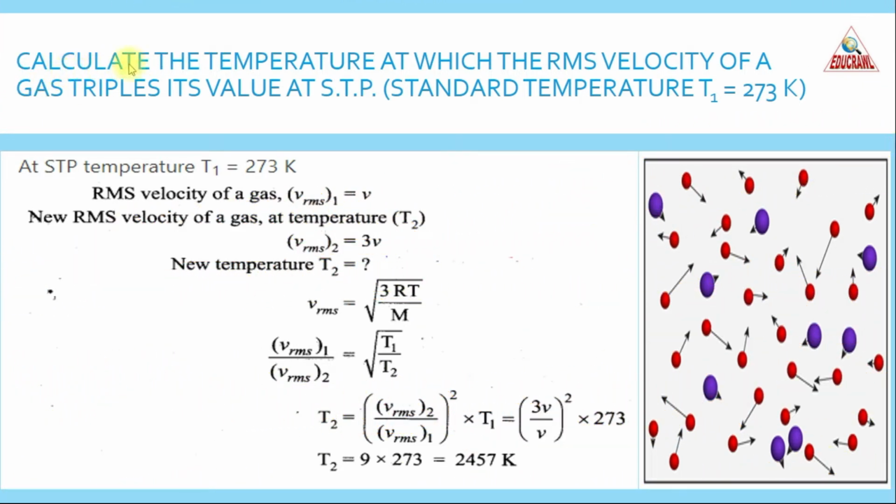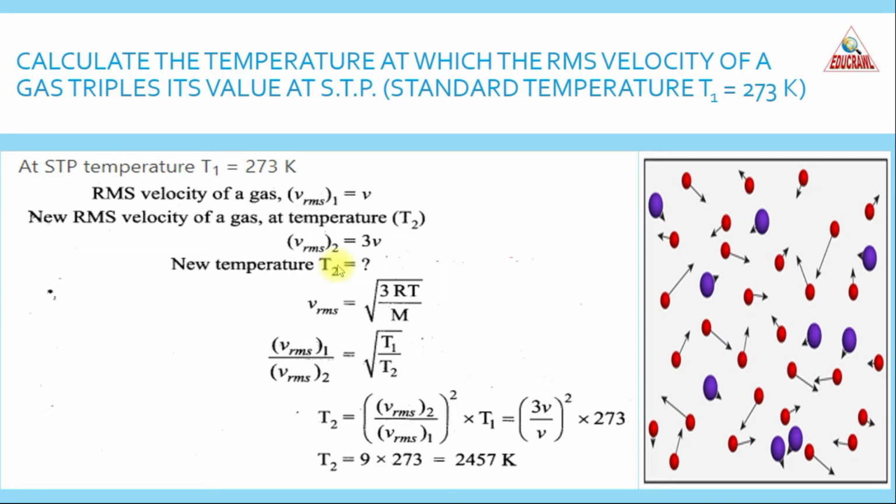The next problem: calculate the temperature at which the RMS velocity of a gas triples its value at STP. STP means standard temperature and pressure. So the standard temperature has to be taken as T1 is equal to 273 Kelvin. The RMS velocity of the gas you will have as V. The new RMS velocity at the temperature T2 is given as 3 times V. So Vrms2 is given as 3V. Now we have to calculate the new temperature.